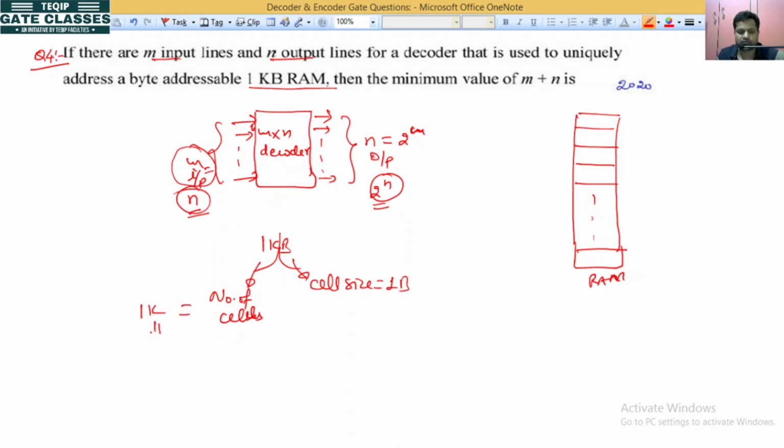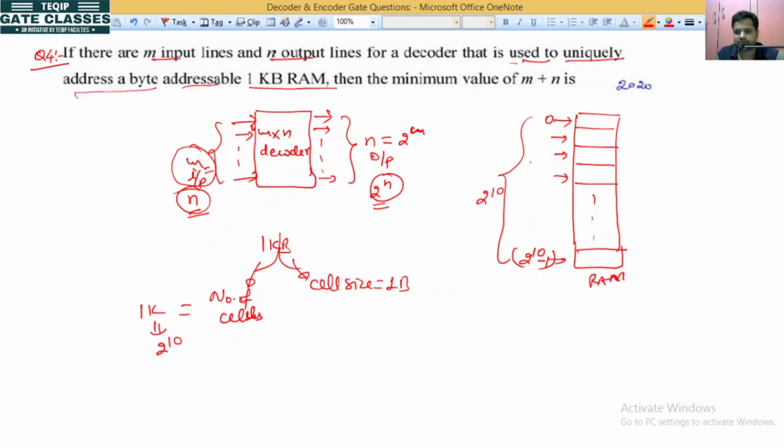1K can be written as 2 to the power 10. So how many cells are there? 2 to the power 10 cells are there, okay? It will be the 0th cell and the last one will be the (2 to the power 10 minus 1)th cell, okay? So in total how many cells are there? 2 to the power 10 cells. And it is written here a decoder that is used to uniquely address a byte addressable memory.